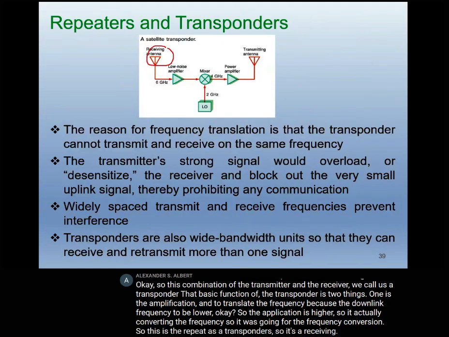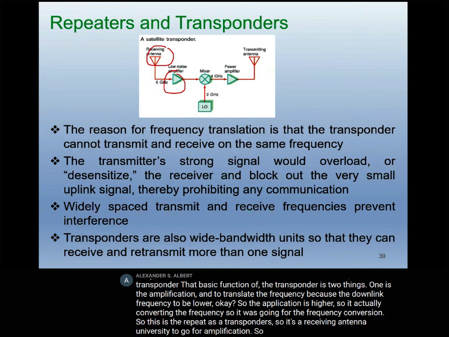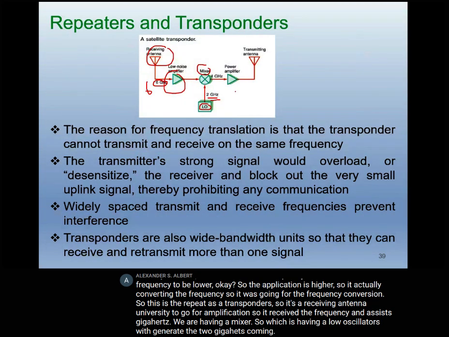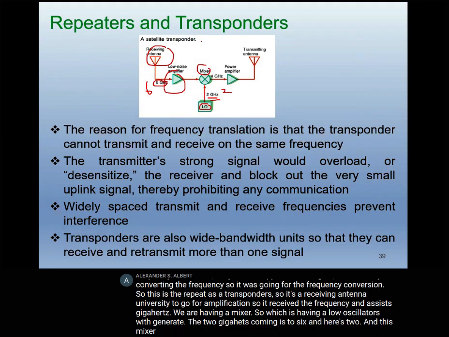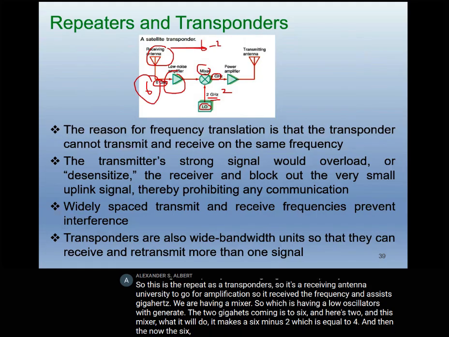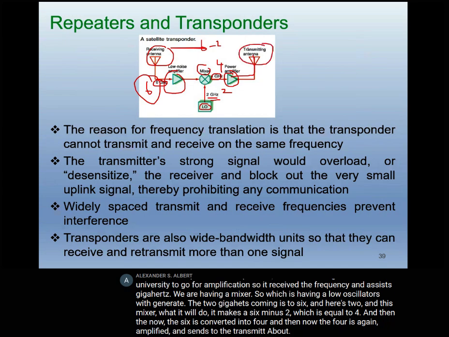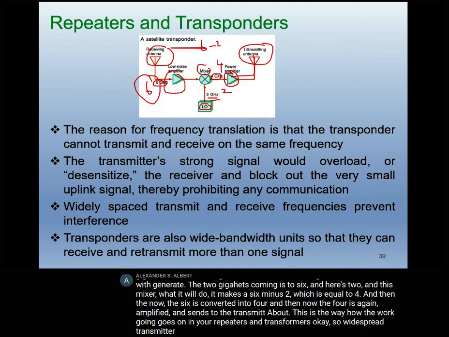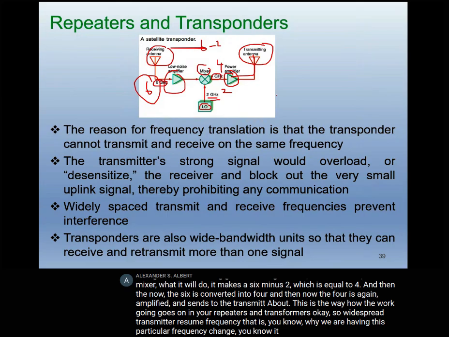So it has a receiving antenna. First it goes for amplification. It receives the frequency at 6 GHz. We have the mixer, with a local oscillator which generates 2 GHz. Coming in is 6 and here is 2. This mixer makes 6 minus 2, which is equal to 4. Now the 6 is converted into 4, and the 4 is again amplified and sent to the transmitting antenna. This is how the work goes on in repeaters and transponders. The transmit and receive frequencies are widely separated. That is why we have this particular frequency change: it will prevent interference.